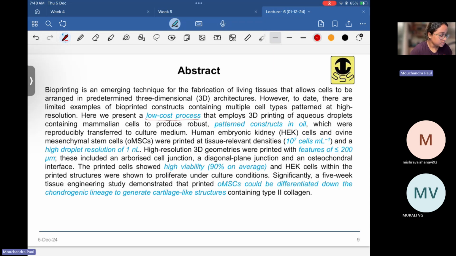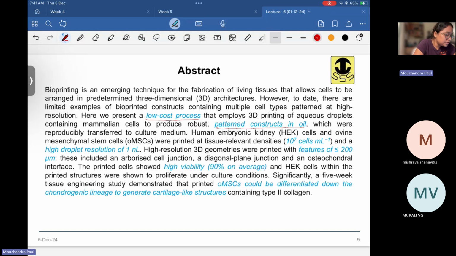So this is a low cost process that employs 3D printing of aqueous droplets containing mammalian cells to produce robust patterned constructs in oil. Okay, so they're making a patterned construct in oil. Remember that. All right, we will look into it later in more detail. These were reproducibly transferred to culture medium. So they printed the constructs in oil and then transferred them to culture media for post processing.